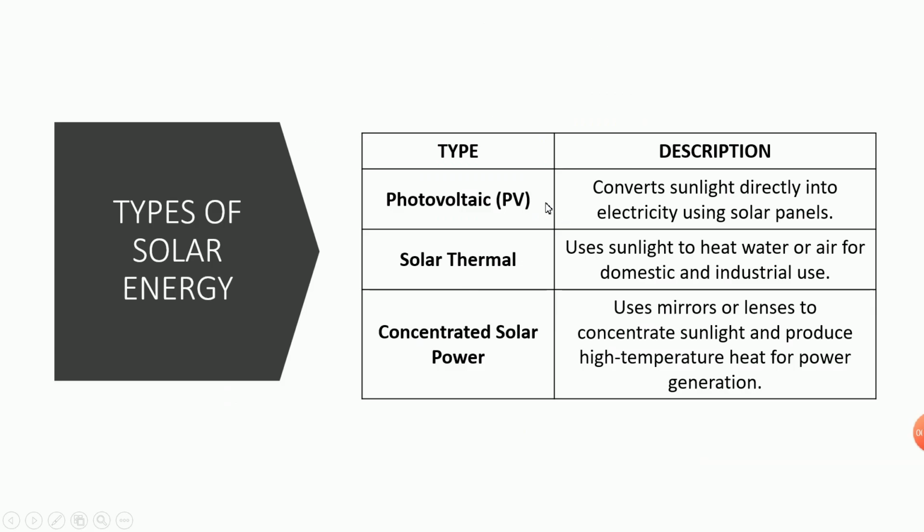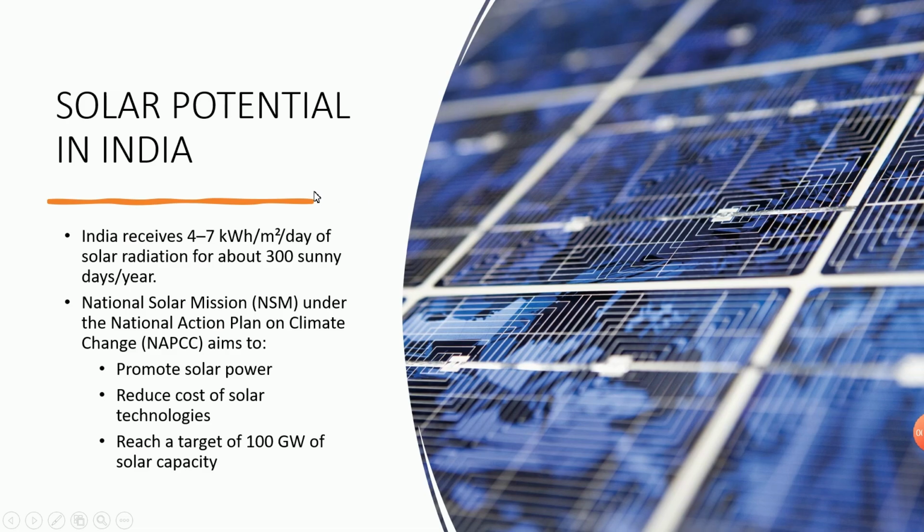Now there are three types of solar energy. First is photovoltaic, which converts sunlight directly into electricity using solar panels. Next is solar thermal, which uses sunlight to heat water or air for domestic and industrial use. Next, concentrated solar power. This one uses mirrors or lenses to concentrate sunlight and produce high temperature heat for power generation. So these are the three types of solar energy.